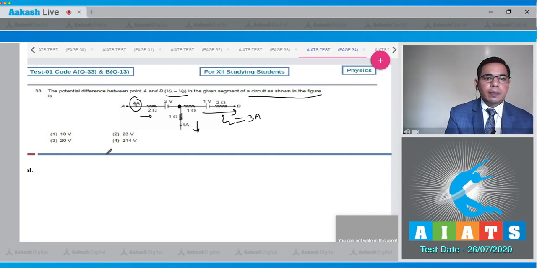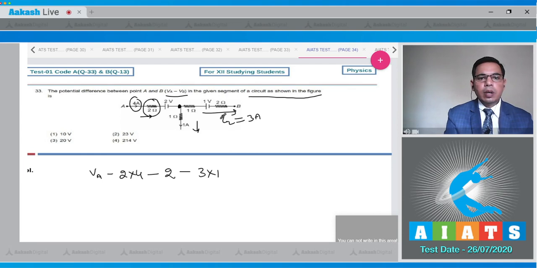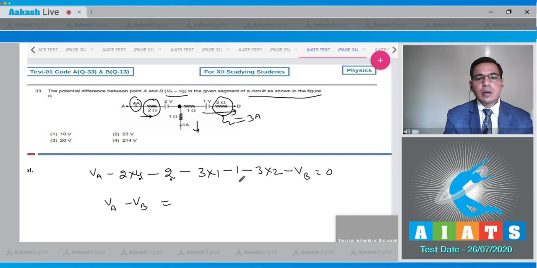Now by KVL in this branch, what will be the answer? VA minus, what will be the potential drop here? That is 2 into 4, minus 2, minus 3 into 1. Here this is minus 1, and here this will be minus 3 into 2, minus VB, that will be 0. Now what will be VA minus VB? It will be equal to 8 plus 10, and 4 makes 14, and 6. That means after solving we get 20 volt, and so option number 3 will be the correct answer.